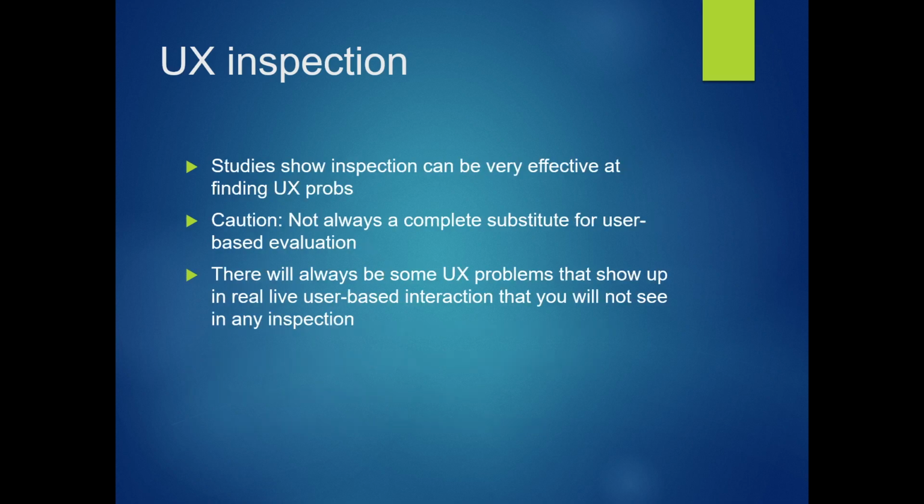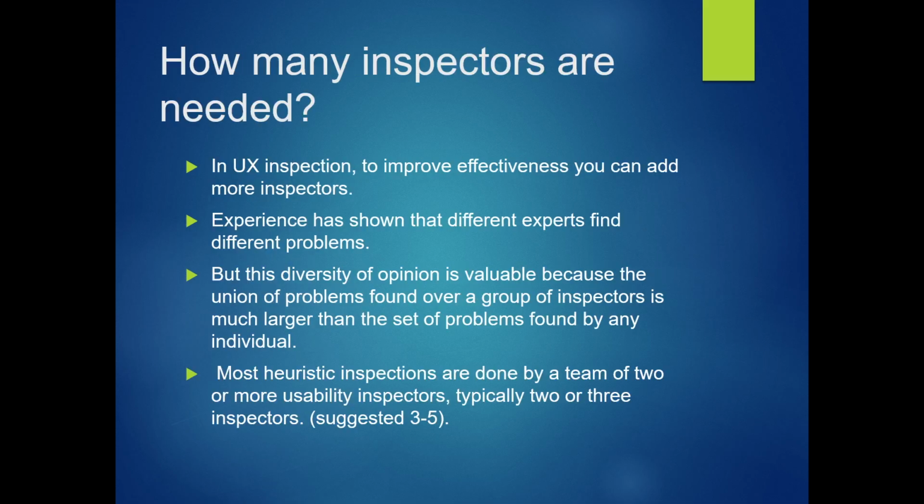Now, in lab-based testing, we all know that to improve the evaluation effectively, we add as many participants as we want until we find a proper UI or proper system. Similarly, in UX inspection, to improve the effectiveness, you can add more inspectors. Most heuristic inspections are done by a team of 2 or more usability inspectors, typically 2 or 3. However, it depends on conditions and a great deal on the system you are inspecting.